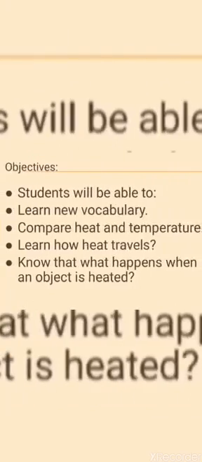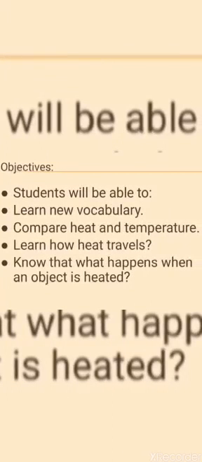We also discussed the forms of energy that are usually found around us: magnetic, chemical, kinetic, electric. But today the concern is heat and temperature and their uses. We already discussed that a thermometer is used to measure temperature, and Celsius and Fahrenheit scales are used to measure it. So today's lesson objectives are that you will be able to learn new vocabulary.